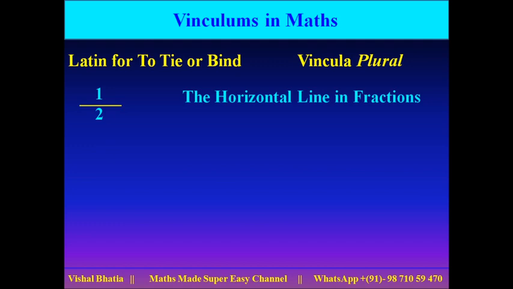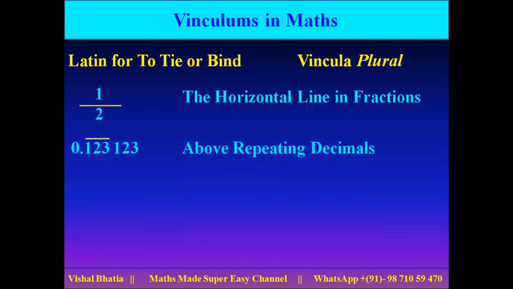In the fraction 1 divided by 2, the yellow colored line, the horizontal line in fractions, which differentiates the numerator from the denominator, is called a vinculum. Vinculums are also used above repeating decimals. So in this case, we have 0.123, again 123 is being repeated. So instead of repeatedly writing 1, 2, 3, we can knock off the excessive 1, 2, 3s and just put a horizontal line like I have put it over here over 1, 2, 3.